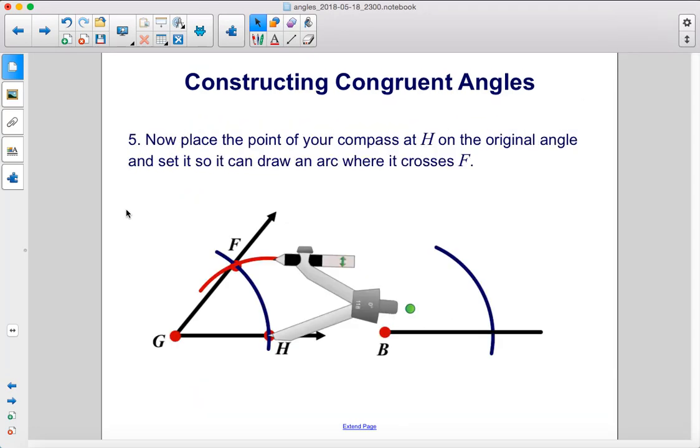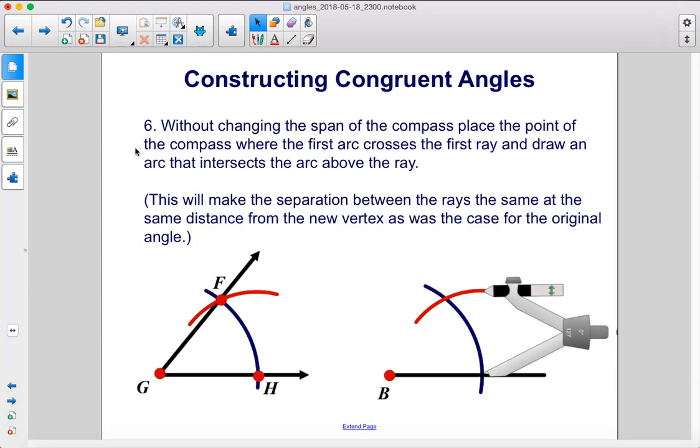Step 5. Now place the point of your compass at H on the original angle and set it so it can draw an arc where it crosses F. Step 6. Without changing the span of the compass, place the point of the compass where the first arc crosses the first ray and draw an arc that intersects the arc above the ray. This will make the separation between the rays the same at the same distance from the new vertex as was the case for the original angle.